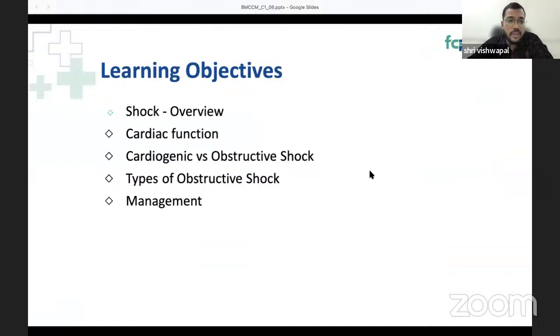So today's learning objective is to see what shock is in overview. As in the previous basic modules, shock has been covered, and we'll move on to some terminologies in cardiac function. We'll see the difference between cardiogenic versus obstructive shock, the different types of obstructive shock and their management. Mainly we'll focus on pulmonary embolism. From the clinical pharmacist's point of view, we have a role in pulmonary embolism management.